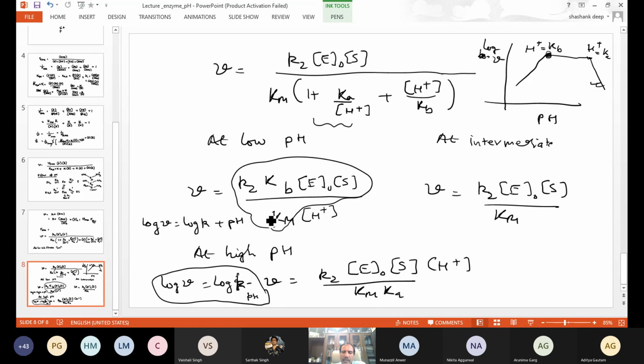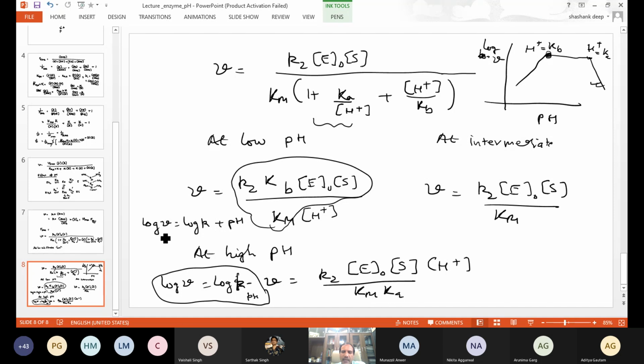If you look at this, everything here is constant, and let's take this equal to K. So simply you have V equal to K by H plus, and log V is equal to log K plus pH. Okay, log K plus pH.